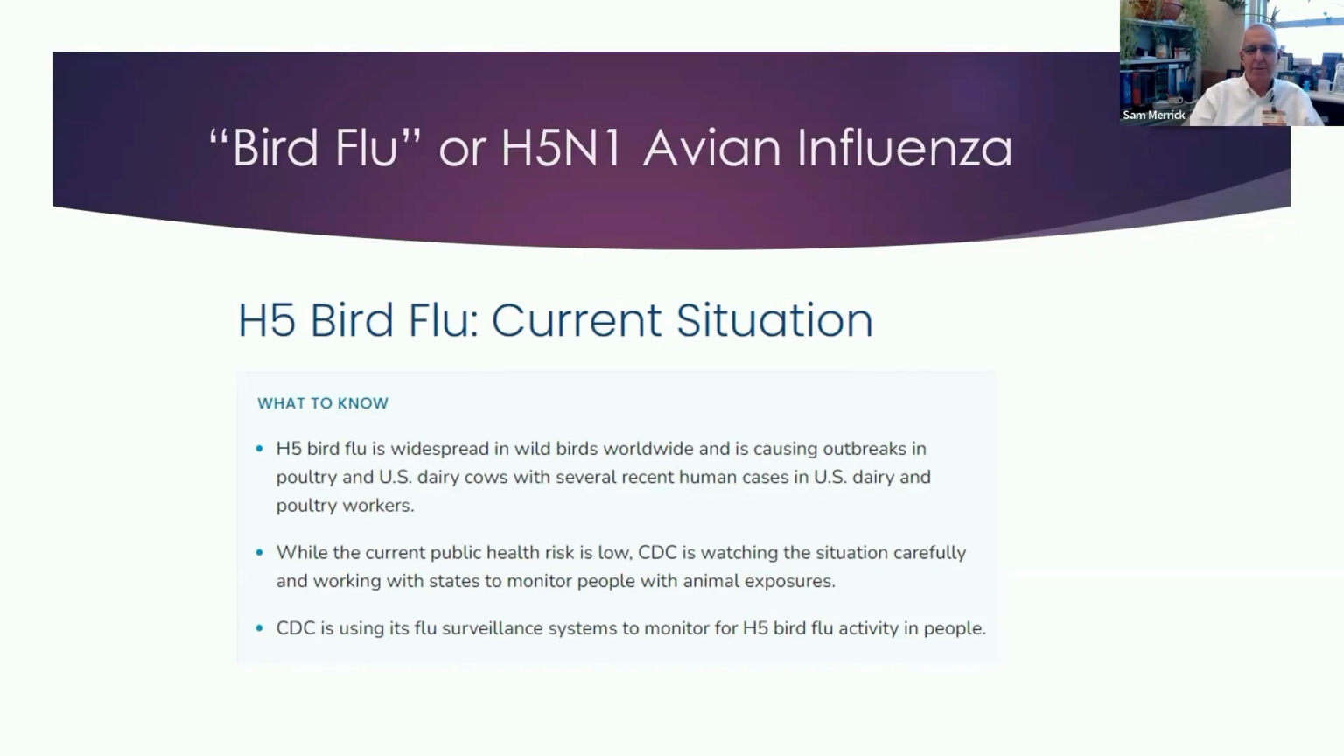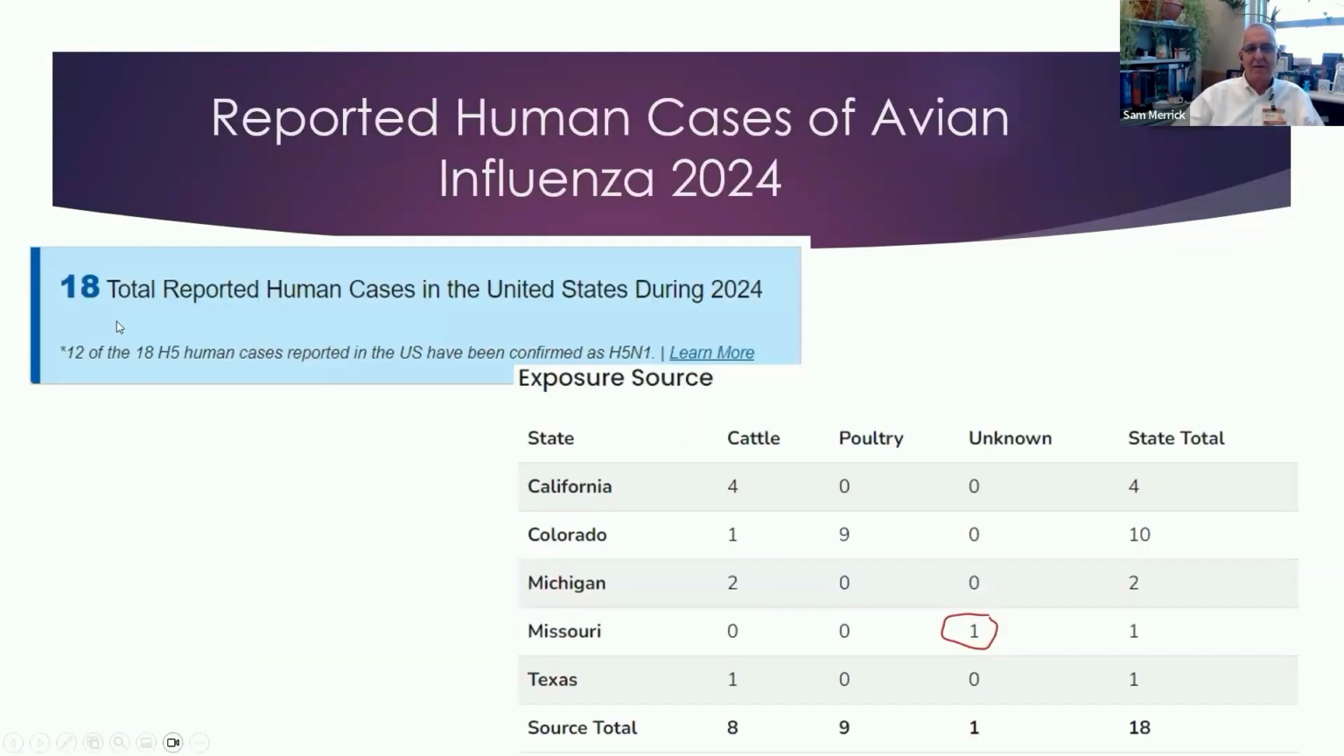for full typing. There have been, as of a few days ago, 18 human cases. They've, as I mentioned, been in cattle and poultry workers. There's this one I circled that was in Missouri where they are not sure. As far as I know, they haven't yet typed the N part of it, so they know it's an H5 virus. And there were healthcare workers that were exposed to this patient who were sick around the same time, but none of them were felt to have the H5 virus. So that case is an ongoing investigation.